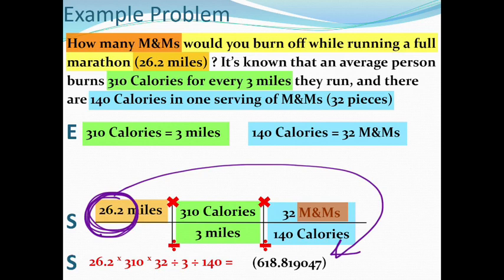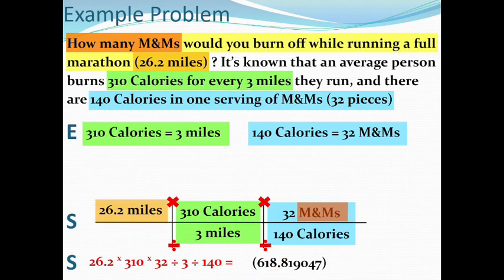So because 26.2 has 3 significant figures, then my answer needs to get rounded so that it has 3 significant figures. So we keep the first 3 digits, look at that 4th digit to round up the 3rd digit that I've got, and hopefully you'll agree that our final answer here is 619 M&Ms. That's how many M&Ms I would burn off while running a full marathon.